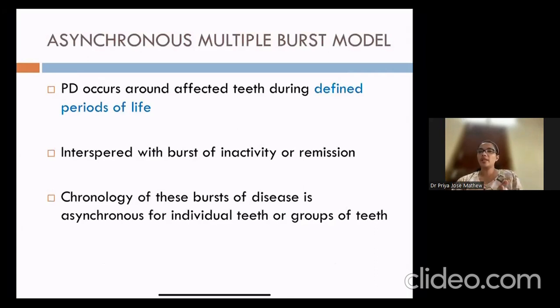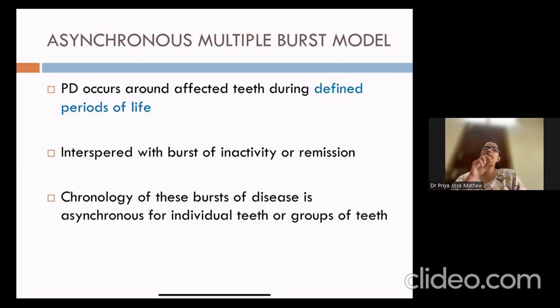Now, according to this, the periodontal disease activity occurs around the affected tooth during defined periods of life. So at a certain period of life, there is disease activity occurring in all the teeth that have a disease chance. At that time, all the teeth have periodontal disease activity. After that, there is a burst of inactivity or remission. Again, there will be a defined period of life in which there is disease activity.